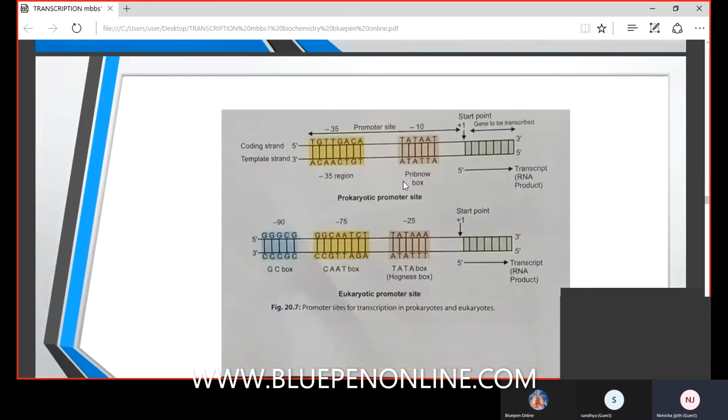This is the prokaryotic promoter site. We can see minus 10 and minus 35. Here we can see minus 25 Hogness box, minus 75 CAT box, minus 90 GC box. I think now it is clear with this picture, the prokaryotic promoter site and the eukaryotic promoter site. RNAP 2 always uses the Hogness box. That's why we are familiar with these two boxes, the Pribnow box and the Hogness box. It is more familiar.